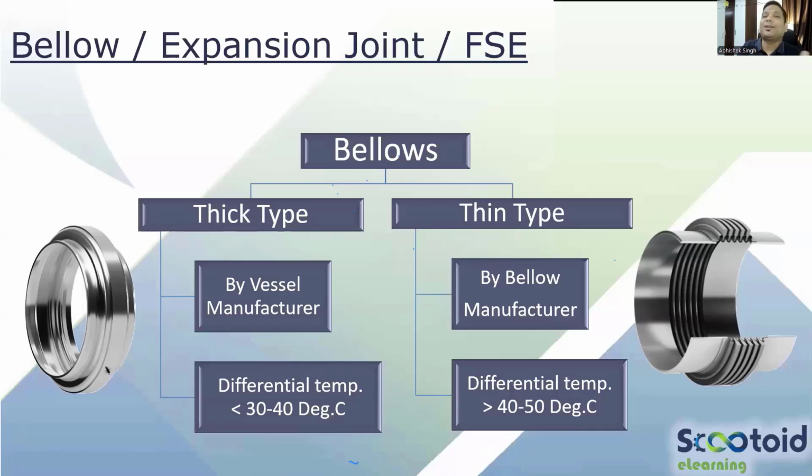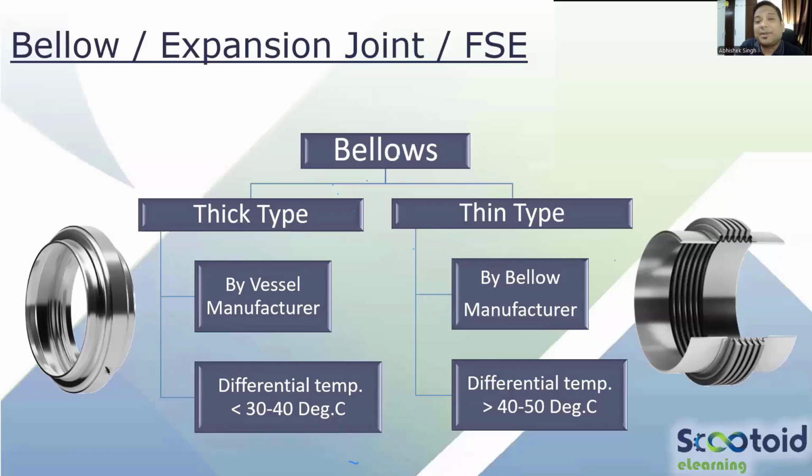So you can provide 2, 3 bellows. Sometimes, some companies, I've also seen 6 or 7 thick bellows getting used, but that is very, very rare. So that is the one thing. And mostly you'll be seeing that if the differential temperature is less than 40 degrees Celsius, a thick bellow can accommodate it. With it, you will be able to accommodate your thermal expansion.